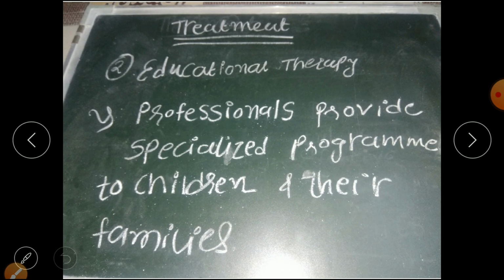Then second is educational therapy. Educational therapy is basically given to juvenile or adolescent children. The professionals in this team provide a special program to the children and their families also, because the family has a major role in supporting the child. These are highly trained professionals who give the special program to the child and family. So this is the role of the educational therapist.